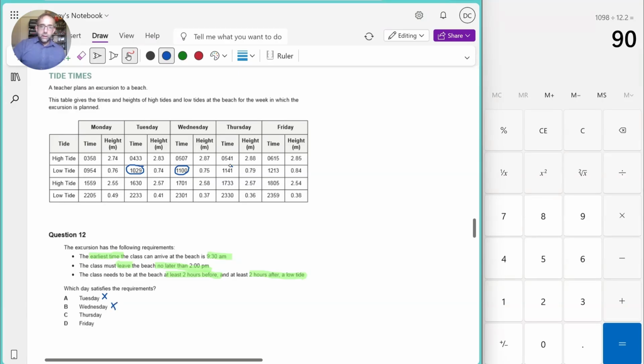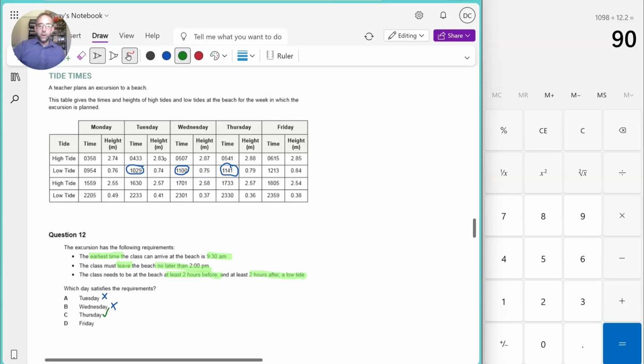So on Thursday, the low tide is at 11:41 a.m. So if we take away 2 hours from that, that's 9:41 a.m. And this one's looking promising because we get to the beach at 9:30 at the earliest. So we can be there 2 hours before. If we add 2 hours to 11:41 a.m., let's do it together, 11:41 a.m. plus 1 hour is 12:41 p.m., plus another hour is 1:41 p.m. And that's looking good as well because we can leave no later than 2 p.m. So Thursday is looking promising.